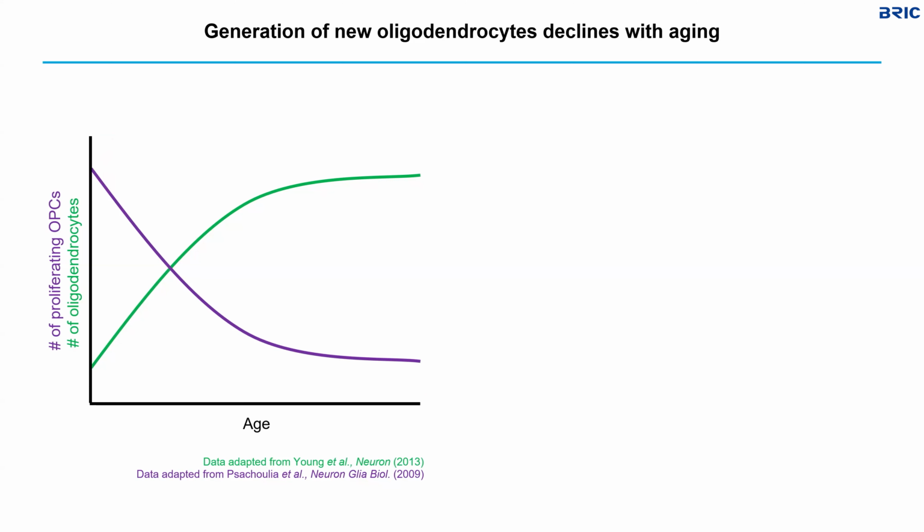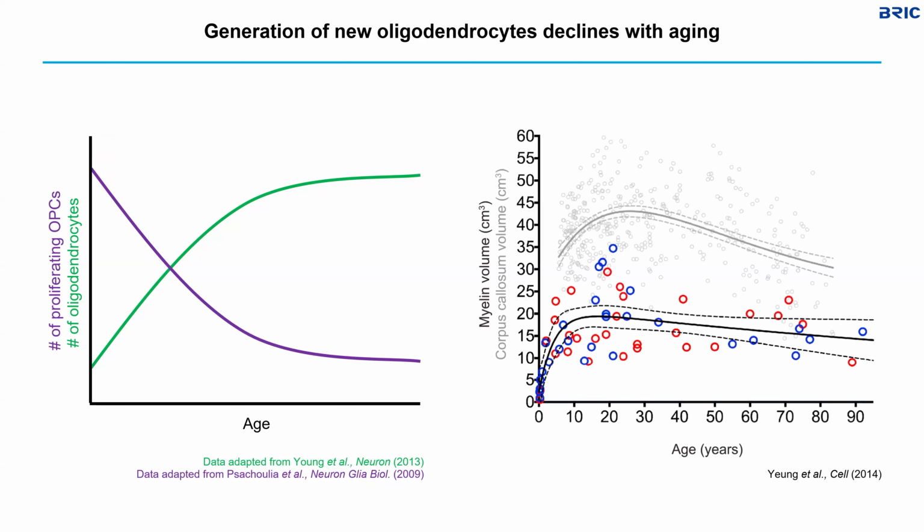And this can also be shown in a different way, where if you look at the white matter volume across human age, you can see that earlier in development, there is a massive increase in the volume of myelin and volume of corpus callosum in humans. However, this increase in new myelin produced by oligodendrocytes declines with aging, and then actually we lose myelin over the course of the late aging brain.